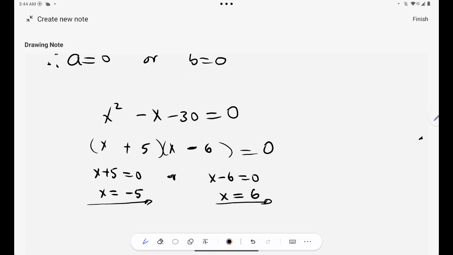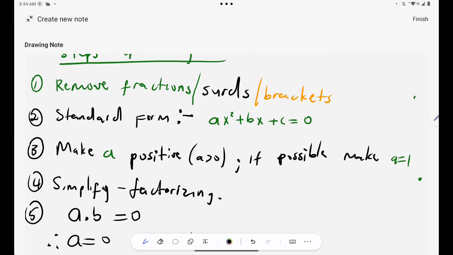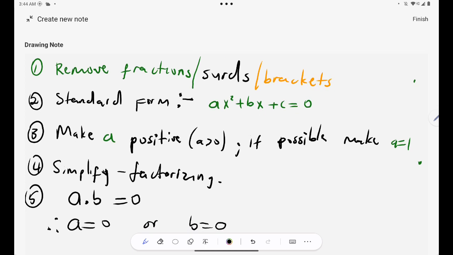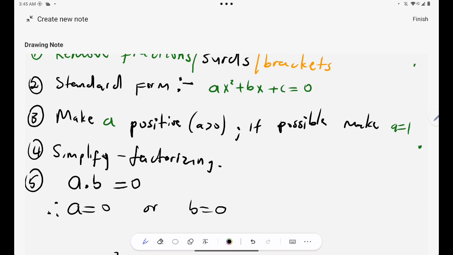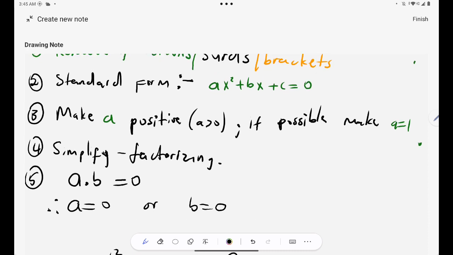Please write the steps down. First step, remove fractions, sets or brackets. Second step, you put everything to be on standard form. Third step, you make A to be positive. If possible, make A to be equal to 1. Fourth step, you simplify or factorize. Then the fifth step, use the rule that states that if two things are multiplied, the answer is 0, either the first one is 0 or the second one is 0. Then you solve.